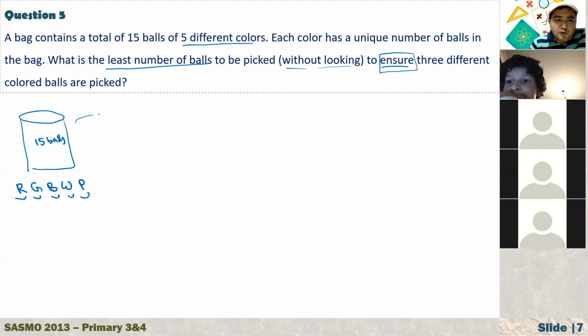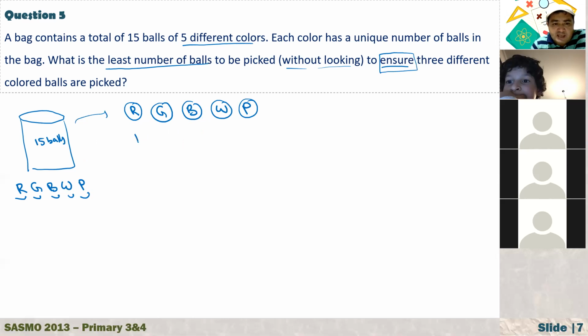I will pick the first ball, for example, it is red. I will pick the second ball, let's say it is green. I will pick the third ball, again it is blue. And the fourth ball, it is white. Another ball, it is purple, right? So now if I pick the sixth ball, it will be one of these colors, right? Because we have only 5 colors.